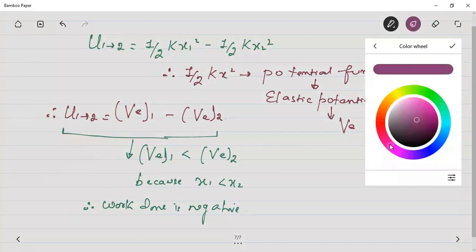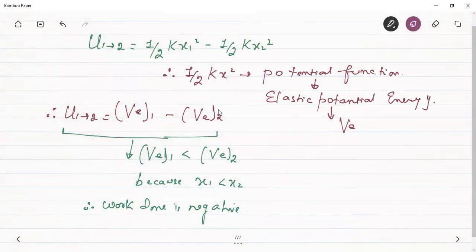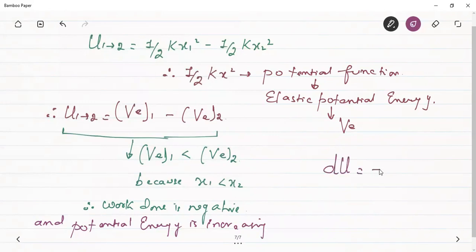Also from the same equation, you can see that here the elastic potential energy is less, and here the elastic potential energy is greater. Therefore, work done is negative and potential energy is increasing. So again, we can see that dU is equal to the negative change in the potential energy, just like we had seen in the previous case of the gravitational potential energy. Again the work done is negative, the potential energy is increasing. So this is all regarding the conservative forces, and let's see now how to apply these conservative forces to obtain the condition of equilibrium.